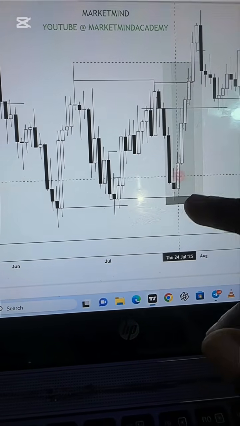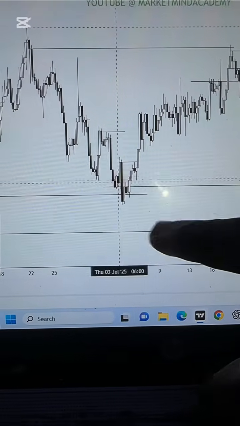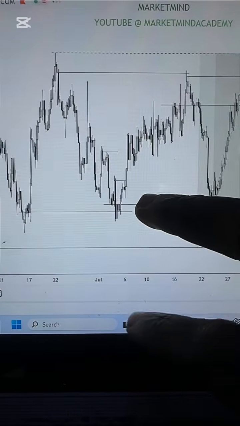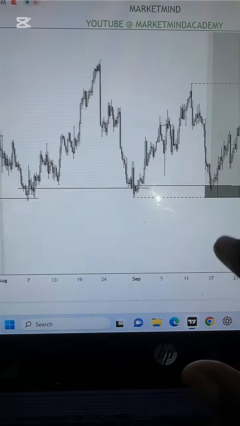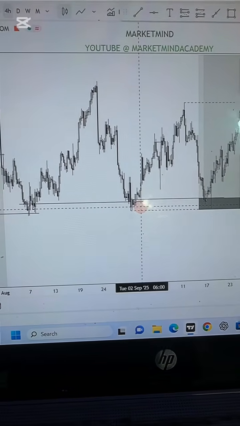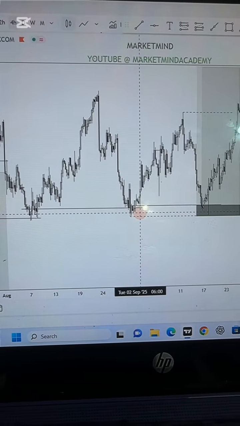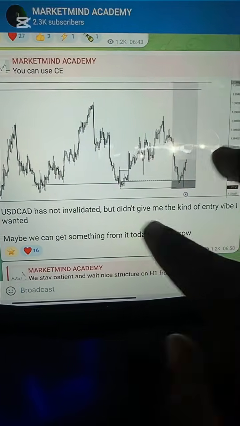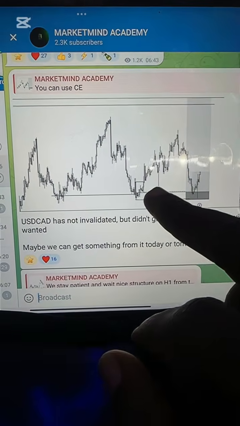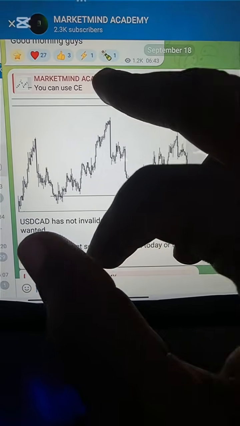So this same scenario, especially this same entry type, repeated itself again on USDCAD, and not long ago. Can you see the structure right here? Now compare it with this structure. Same structure, and this trade right here is what I posted live on my Telegram channel. You're going to see it here. That was September 18.